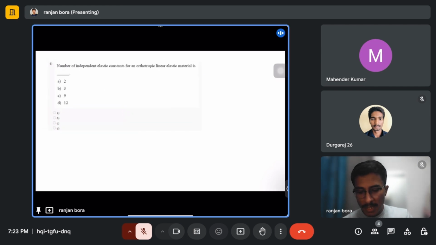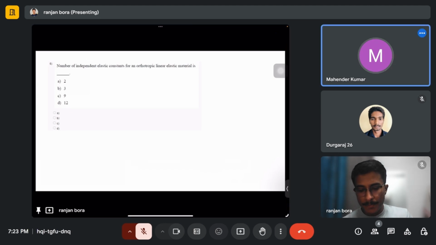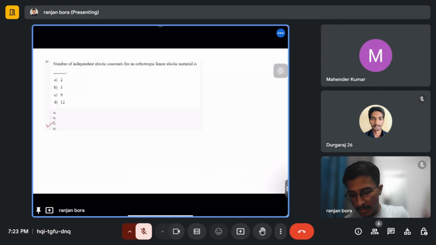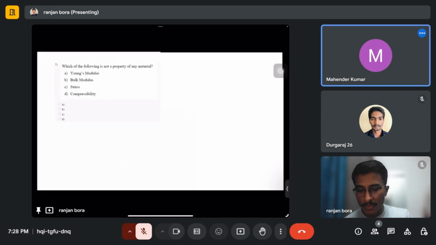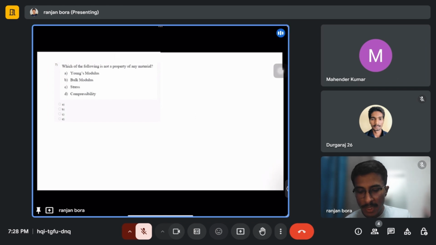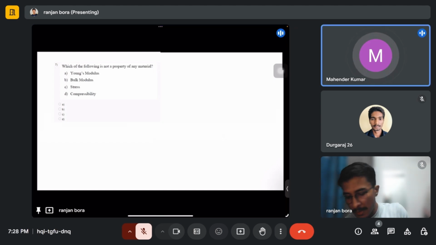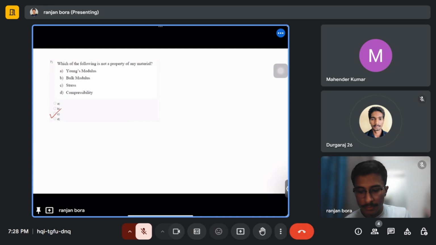And the number of independent elastic constants for an orthotropic linear elastic material is? No, it is not 3, it is 9. Which of the following is not a property of any material? Stress. Yeah, stress.